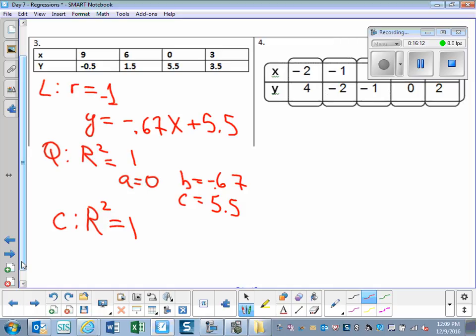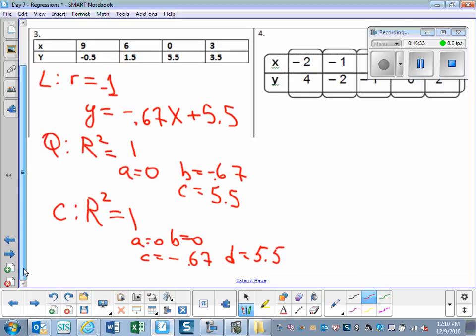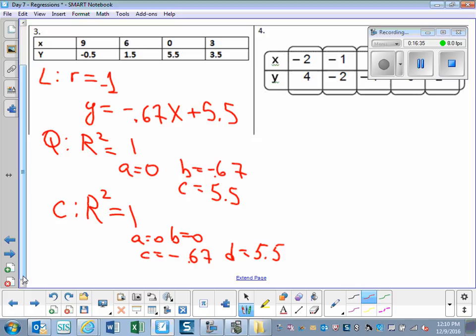And the two leading coefficients should be 0. Are they? Yes, so A is 0, B is 0 because we are eliminating x to the power of 3 and x to the power of 2. And the rest of the coefficients should be the same as in my linear model. So C should be negative 0.67 and D should be 5.5, correct? Good.